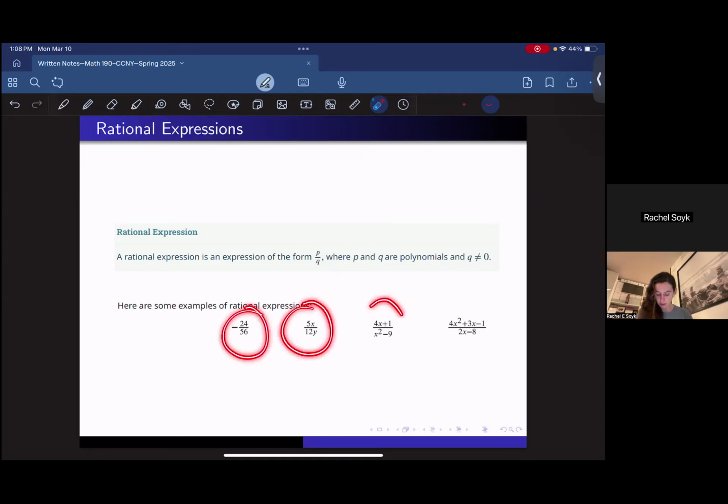Below, we have some examples of rational expressions. Whether they do not contain variables, still a rational expression. We're just dealing with a constant. Or we have some variables. Maybe we have a binomial in the numerator, or even a trinomial in the numerator. We're still dealing with a rational expression.